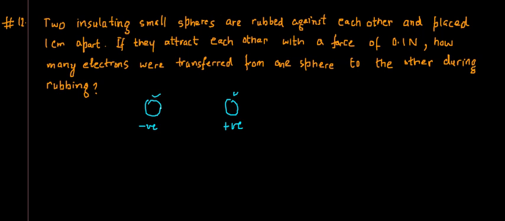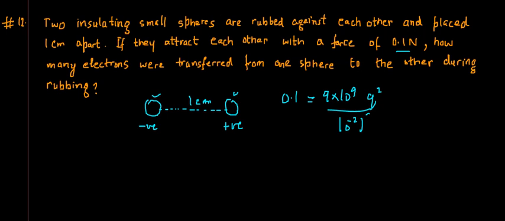Now these two spheres are kept 1 centimeter apart, and the force of attraction between this negatively charged sphere and a positively charged sphere is given as 0.1 newtons. So the force is 0.1 newtons, and force is given by 9 into 10 to the power of 9 times the charges on each sphere. One is positive, one is negative, with an equal amount of charge. Let's consider the charge to be q, so q squared divided by the distance squared, and 1 centimeter is 10 to the power of minus 2 meters, and then you have to square it.